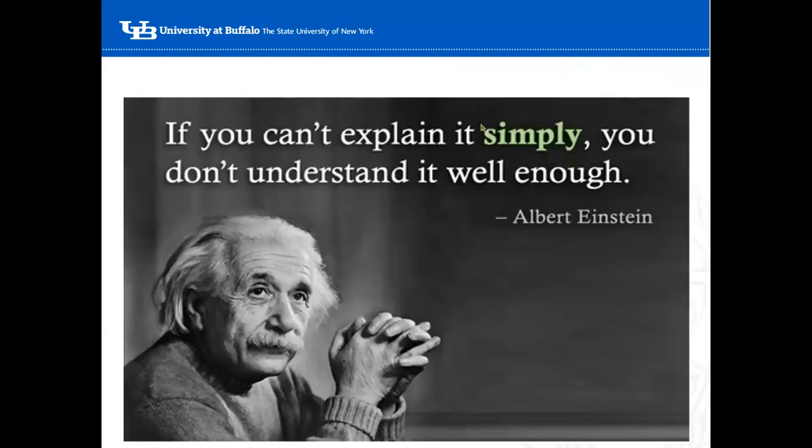Here's another one that I just love, from probably the best scientist of all time. If you can't explain it simply, you probably don't understand it well enough. None other than Albert Einstein, of course.